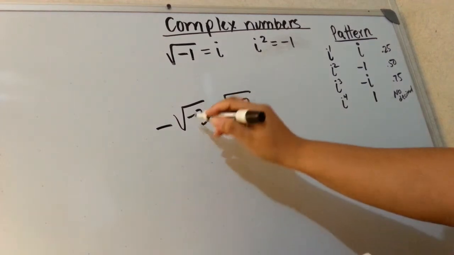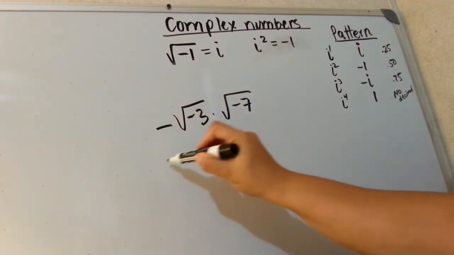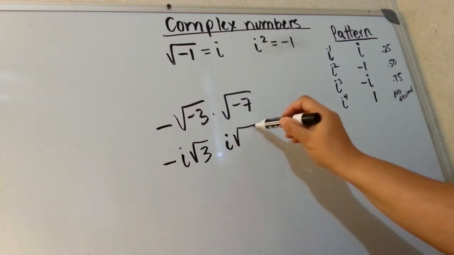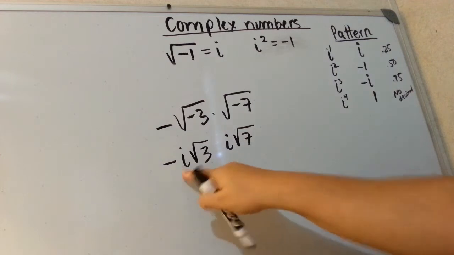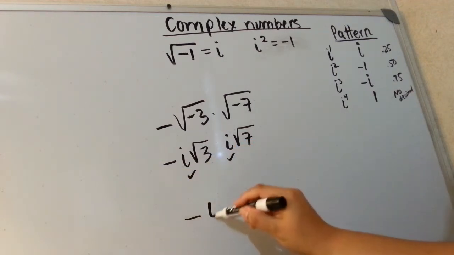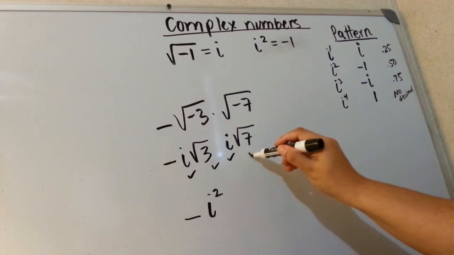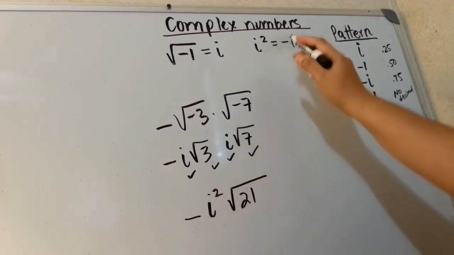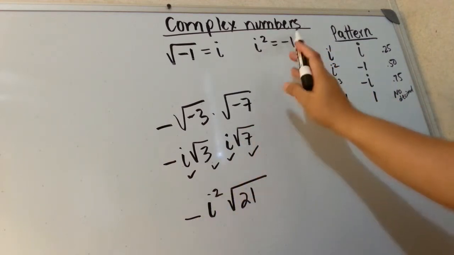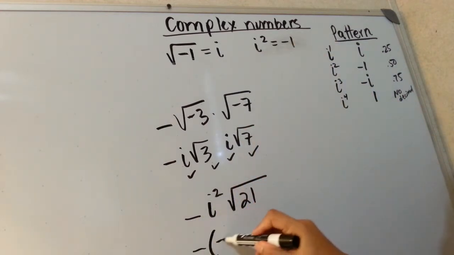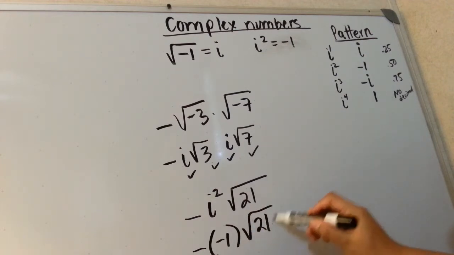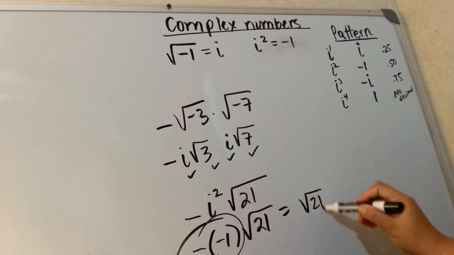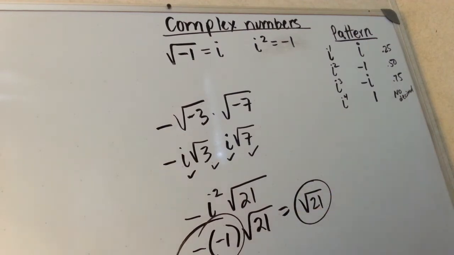For a problem like this, I would take out this negative sign, and I would take out that negative sign also. And we have negative i times i, and then radical 3 times radical 7, which is radical 21. But then i squared is a negative 1. And the negative of a negative 1 is a positive 1. You can write it out if you want to. This becomes positive. So the answer is just radical 21.